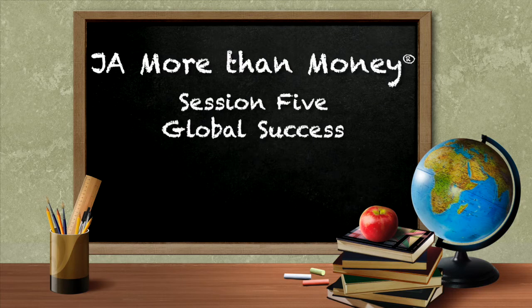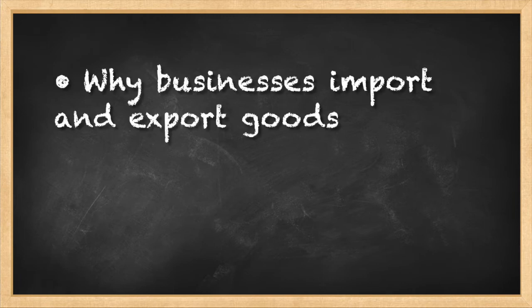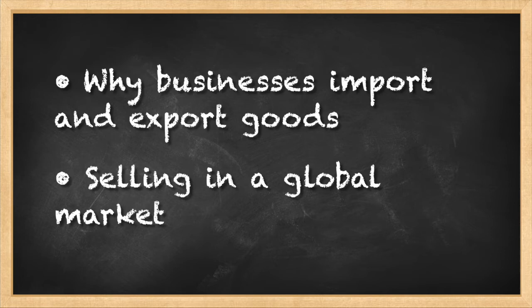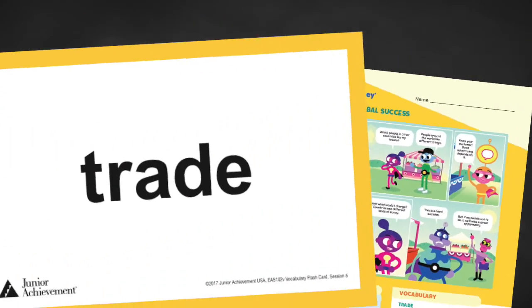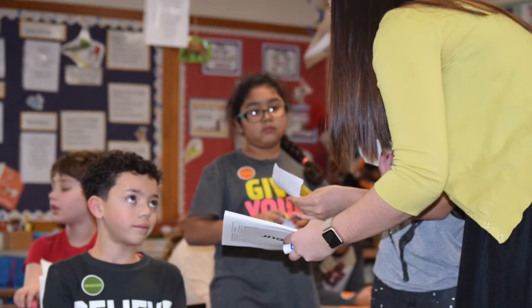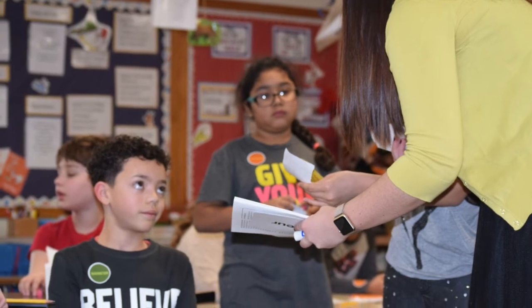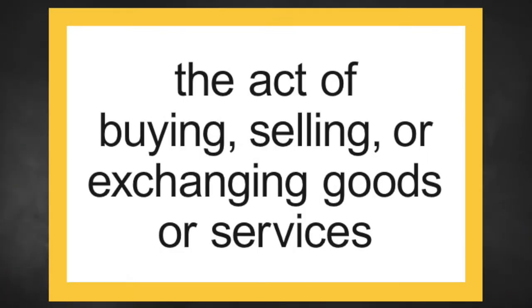Let students know that the last topic for the day is global success, and they'll explore reasons why businesses import and export goods and the considerations related to selling in a global market. After distributing the student flyers and introducing new vocabulary, ask the students if they've ever traded one thing for another with a friend or anyone else. Define the word trade and share an example using one from the volunteer guide or your own.